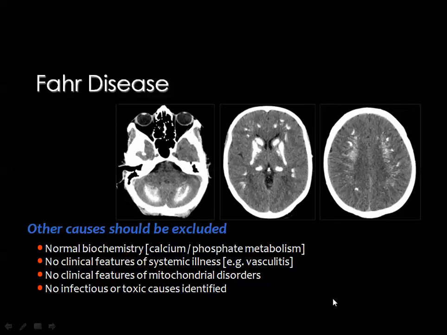Then there are a lot of diseases that can produce basal ganglia calcification, like hypoparathyroidism and pseudohypoparathyroidism, and any parathyroid abnormality, also the thyroid diseases and Parkinsonism and radiation, many diseases that can produce this basal ganglia calcification. So we should exclude other causes by the normal biochemistry, including calcium and phosphate metabolism, no clinical feature of systemic illness like vasculitis, for example, no clinical features of mitochondrial disorders, and no infection or toxic causes are identified.